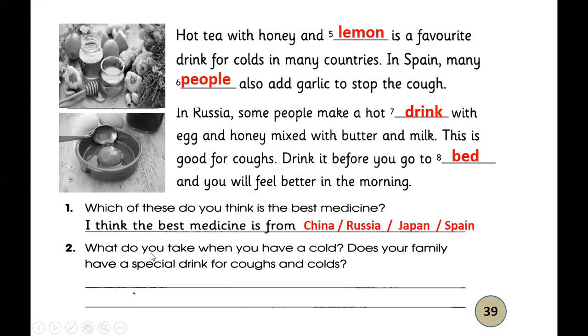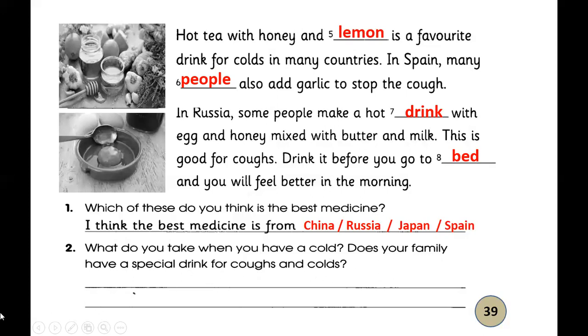Two, what do you take when you have a cold? What do you take when you have a cold? And the second question, does your family have a special drink for coughs and colds?